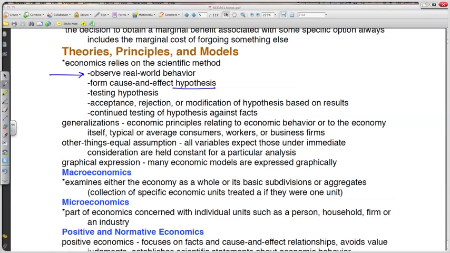Macroeconomics, that's what this course is. We're examining the economy as a whole, or basic subdivisions or aggregates. Aggregates more as the whole of things. We're looking at the collection of specific units as if there were one unit. Microeconomics is more of the individual level, so the person or household or firm or industry, right? Microeconomics is looking at an individual unit, whereas macroeconomics looks at a combination of those individual units.